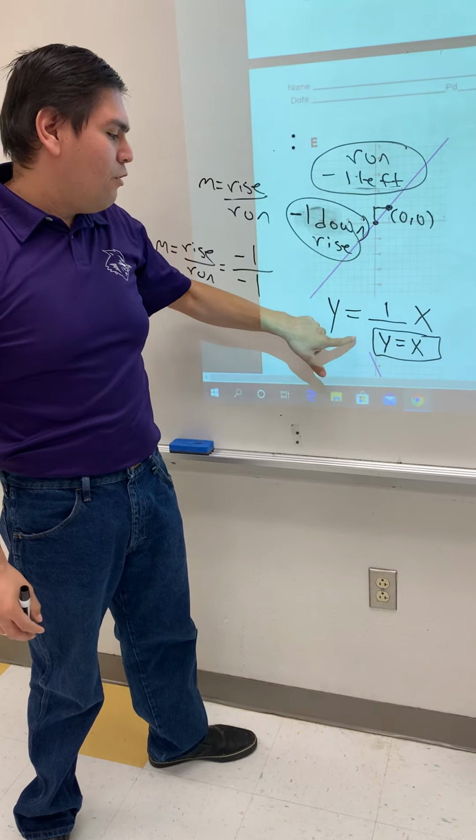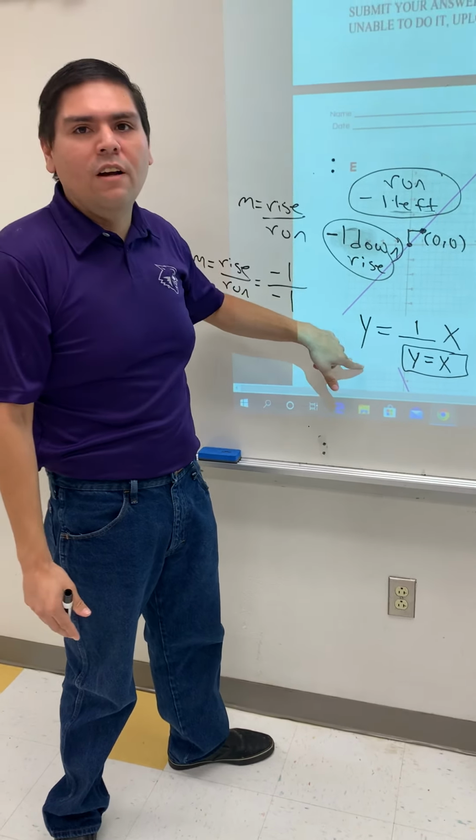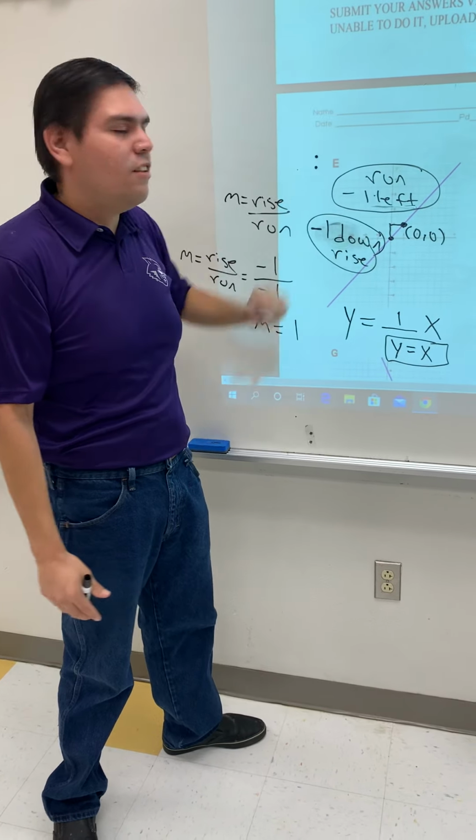Now this is a very special function because you'll learn this in the future, called a parent function, because it's an original.